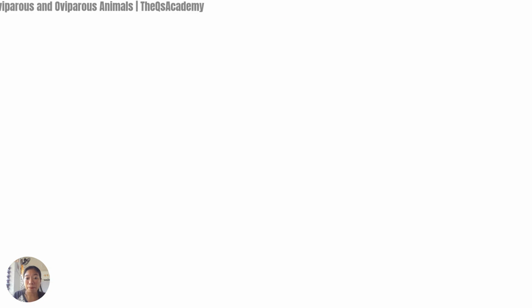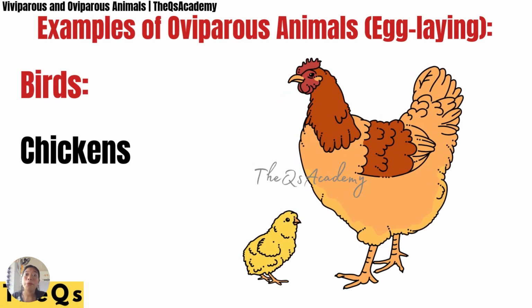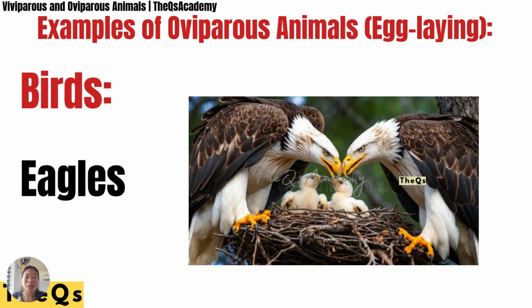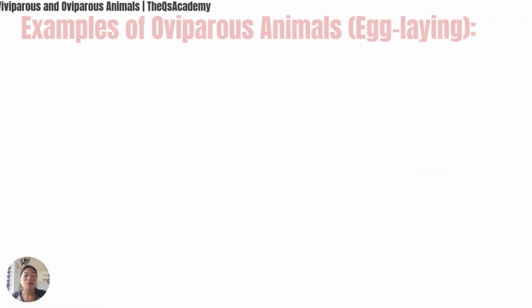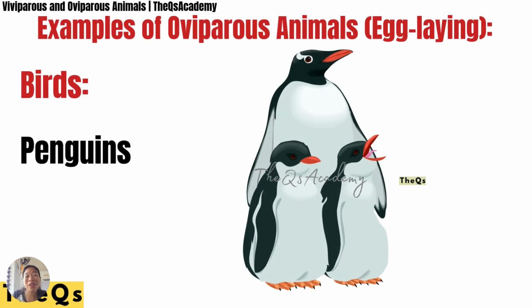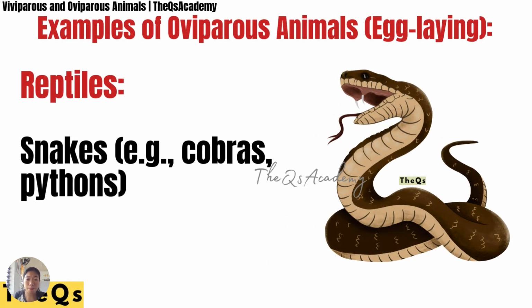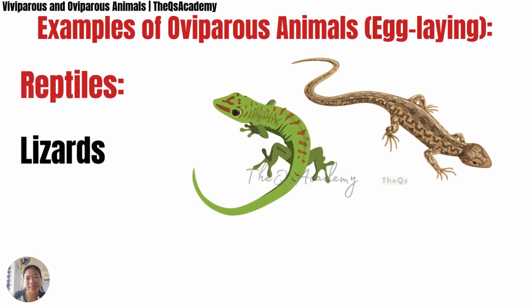So we have examples of oviparous animals. Birds, of course, like chicken. Yes, chicken. We have also eagles, ostriches, and parrots. They lay eggs. And penguins, yes. And reptiles, we have snakes, cobras, and pythons. These snakes are different from the garter snake because these kinds of snakes lay eggs. So they are oviparous animals.